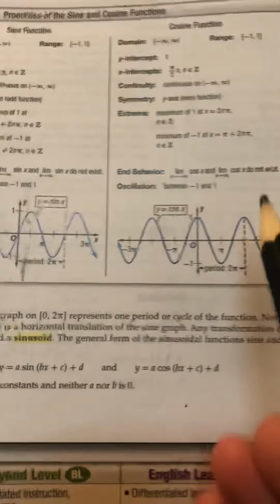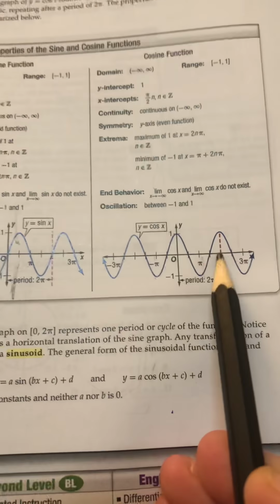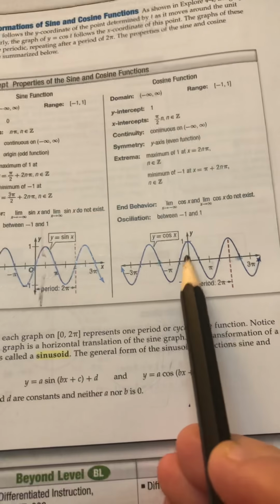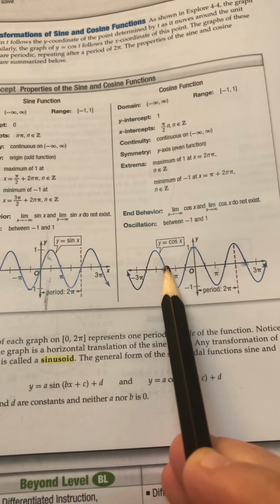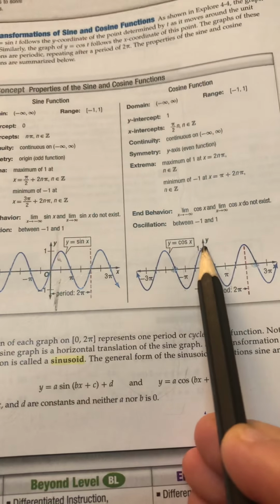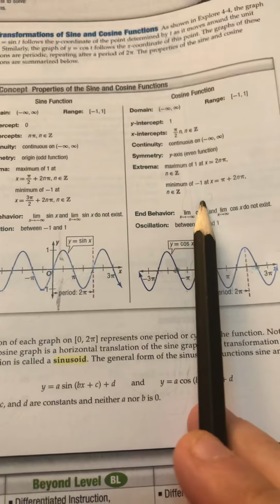So the answer, for example, of pi is the same as the answer of negative pi. The answer, for example, for 2 pi is the same as over here, wait, this is the 2 pi, it's the same. Whatever the answer over here, it always equals the answer over there, because it's symmetric about the y-axis.